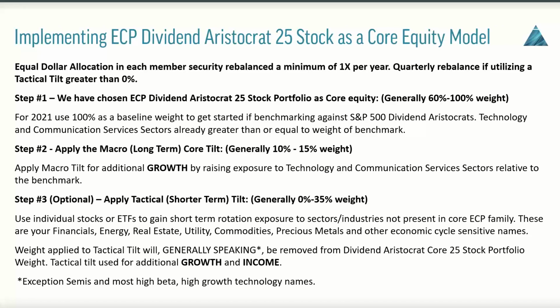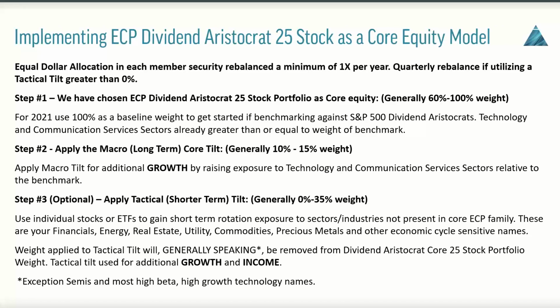model, keep in mind that this again is an equal dollar allocation. If you're gonna take on any sort of tactical tilts, then I do recommend doing a quarterly rebalance, because with anything that short term, you just want to make sure that you're rebalancing and taking your profits off the table. If you're only going to stick to the core allocation or even apply some macro long-term tilts, then just rebalance a minimum of 1 time per year is all you need to do with this strategy. So just very, very easy to maintain the strategy.